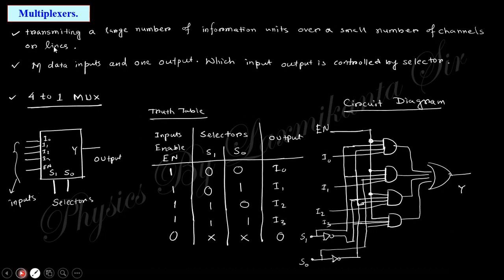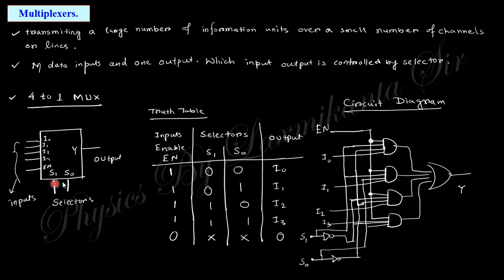So let's start. A multiplexer actually has many inputs, of which one input goes to the output. Which input goes to the output is selected by the selector. Depending upon the number of inputs, the number of selectors is defined, and the selector controls which input is passed to the output. There is an enable input which controls the whole multiplexer. When enable is 1, it is active, and when it is 0, it is inactive.